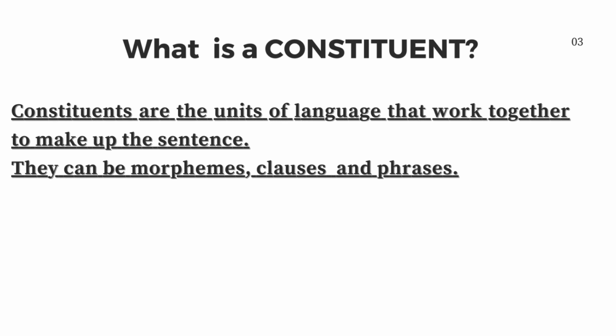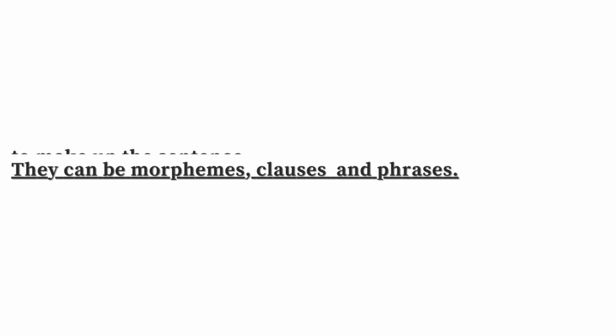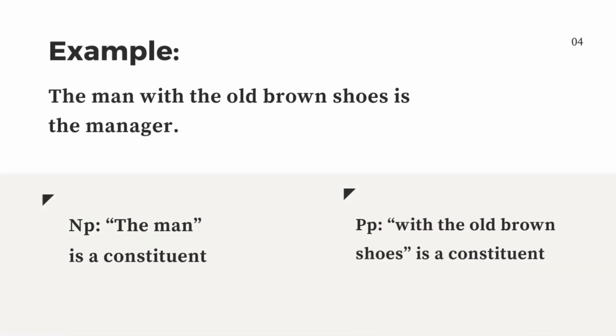So, what are constituents? Constituents are the units of language that work together to make up the sentence. You can also say that constituents are the intermediary level between word level and sentence level. They can be morphemes, phrases, and clauses. For example, the man with the old brown shoes is the manager. Here in this sentence, the noun phrase the man is a constituent that also contains the prepositional phrase constituent with the old brown shoes.